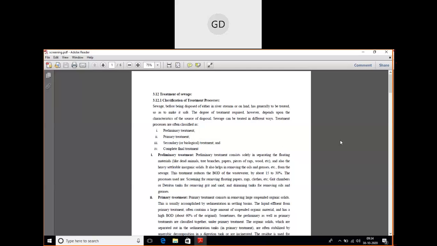It also removes the heavy settleable inorganic solids, and oils and greases from the sewage. It is said that this preliminary treatment reduces the BOD of the wastewater by about 15 to 30%. In the preliminary treatment, there are certain processes or methods. Those are, like, your screening process. Screening removes papers, clothes, all the suspended materials.